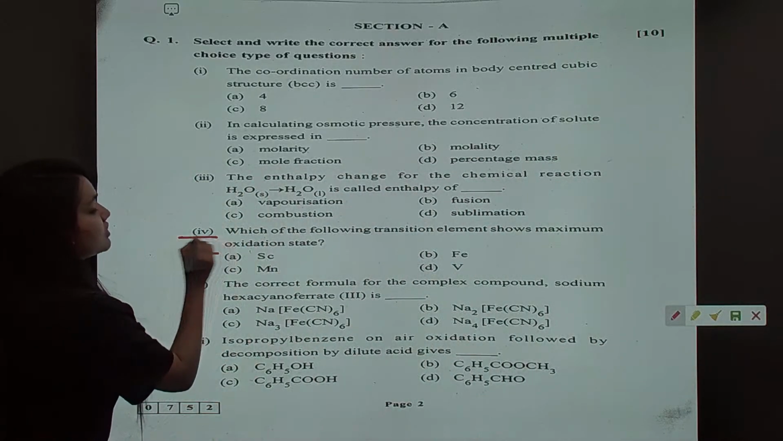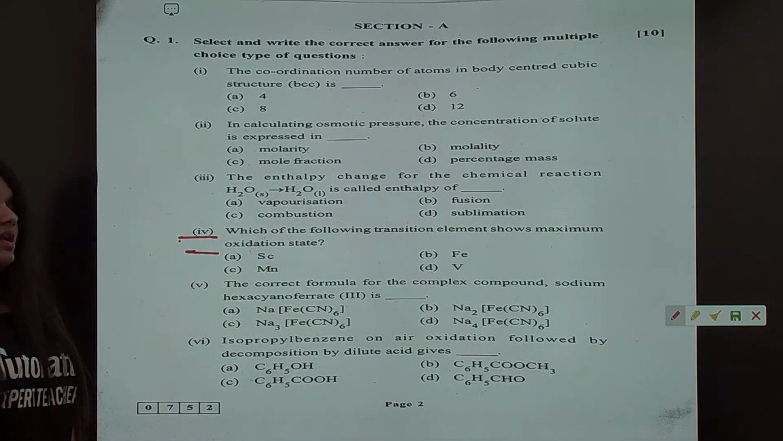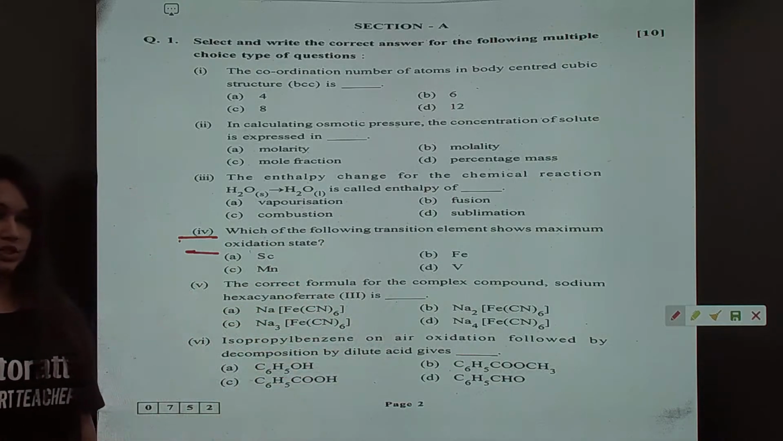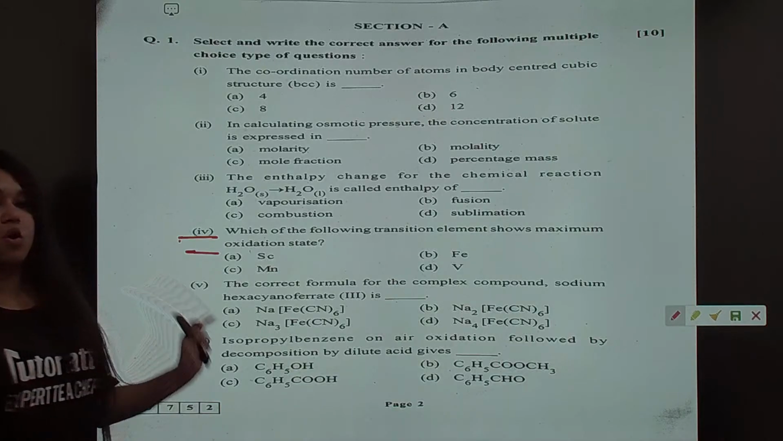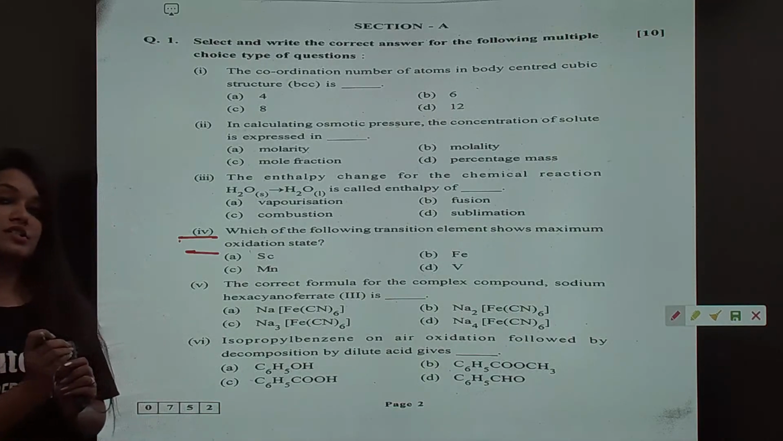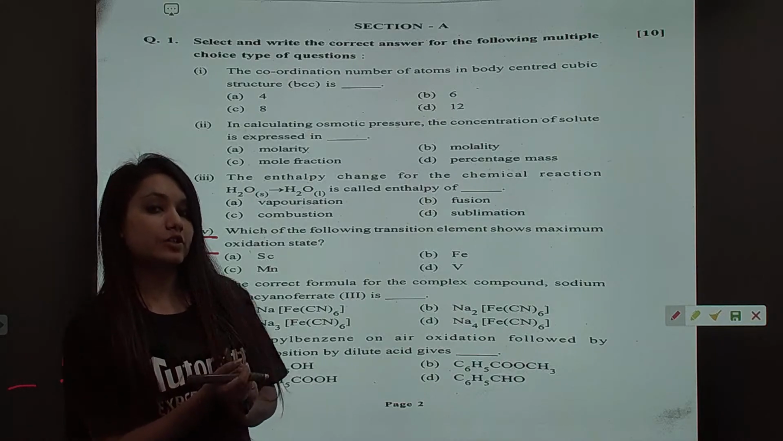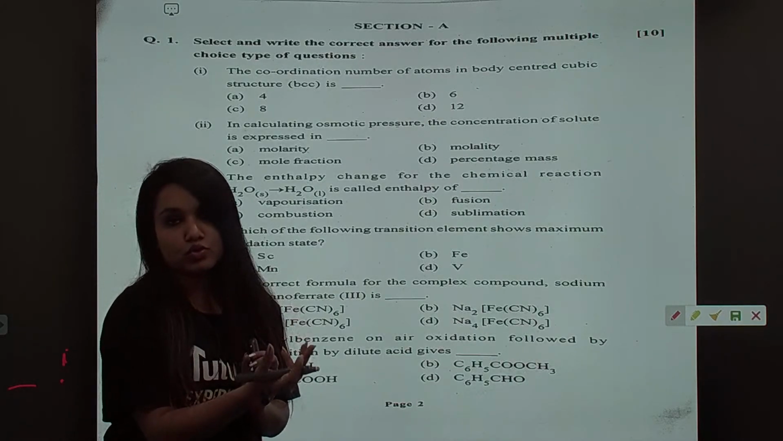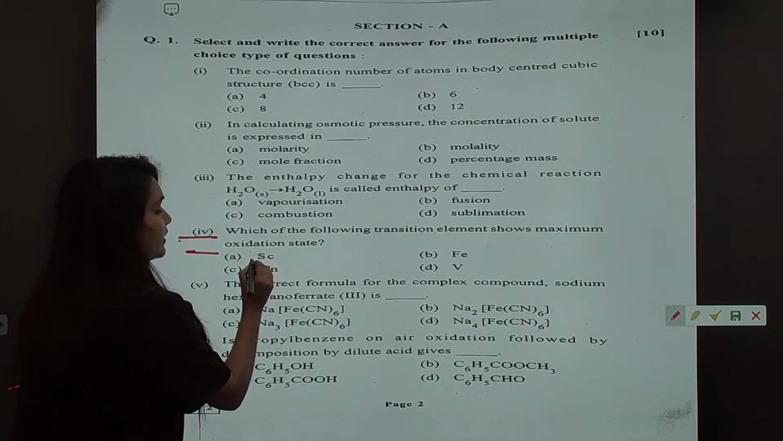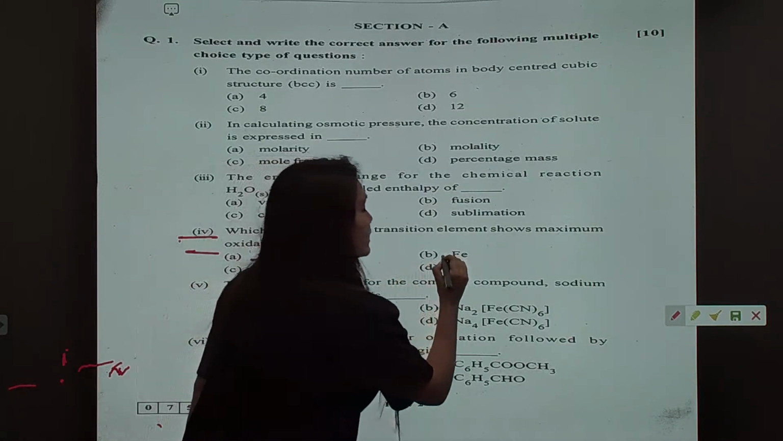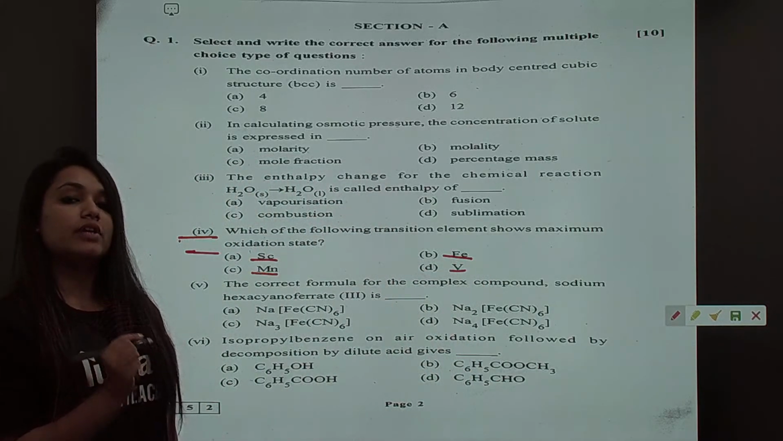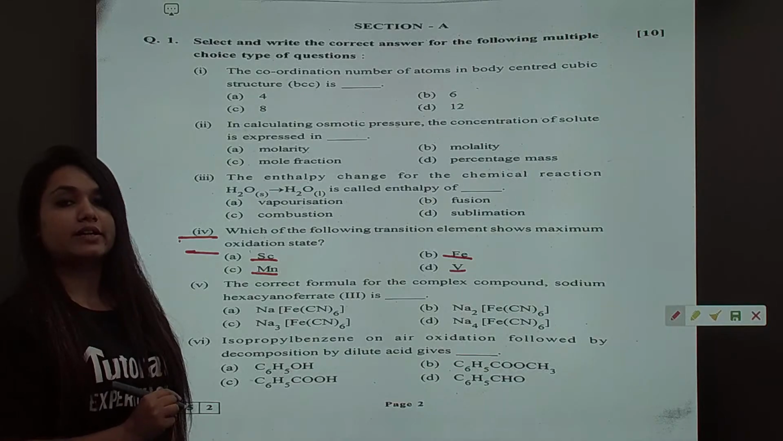The next question is question number 4, which says, which of the following transition elements shows maximum oxidation state? Now, what is oxidation state? Oxidation state is the number of electrons that an atom can lose or gain to form a charge. So, if I talk about the oxidation state of, let's say, scandium, manganese, Fe and vanadium, then I first need to write their electronic configurations to get the right answers.